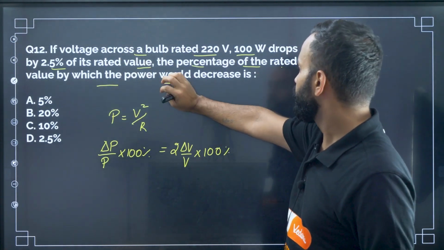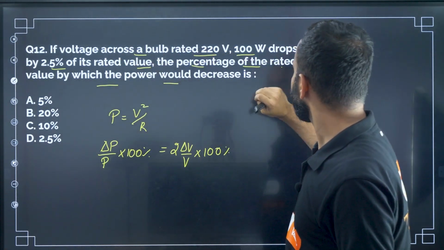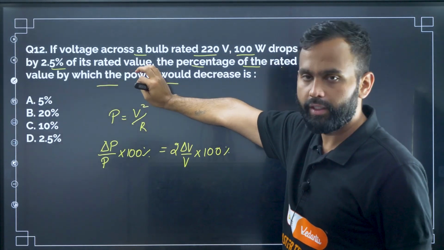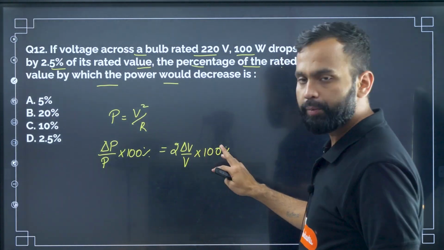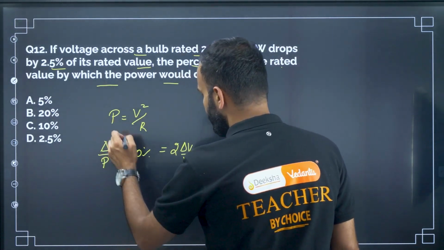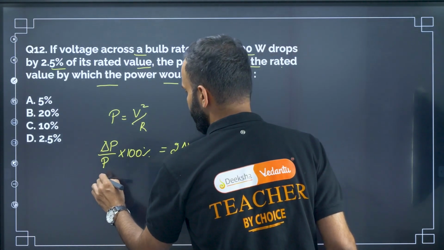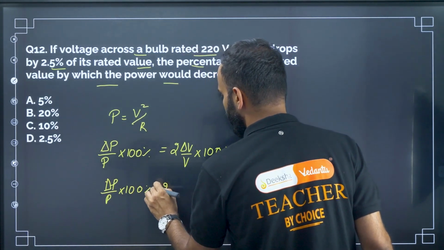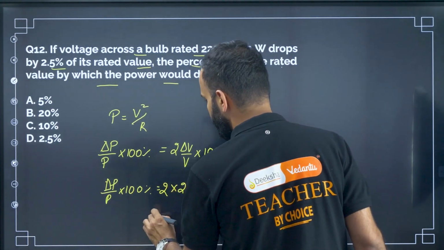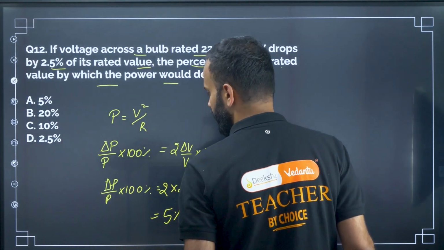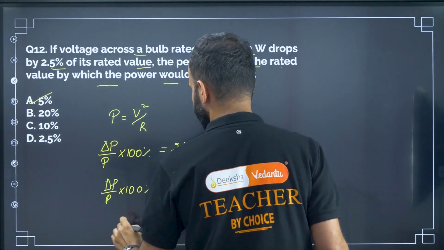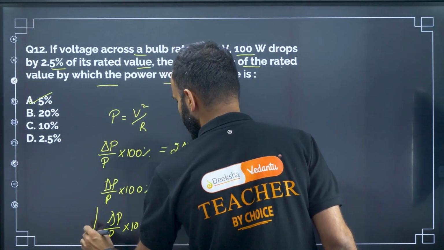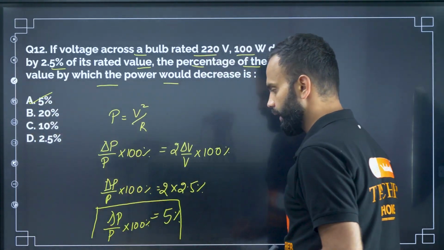So read the question carefully. If voltage across a bulb rated 220 volt 100 watt drops by 2.5%, that is, voltage drops by 2.5% of its rated value, right? That is, delta V by V into 100% is 2.5%. Now the drop in power in percentage, delta P divided by P into 100%, is equal to 2 into 2.5%. Now solve this, you will get 5%, right? So the correct option is A. This is the percentage drop in power. So option A is the correct answer.